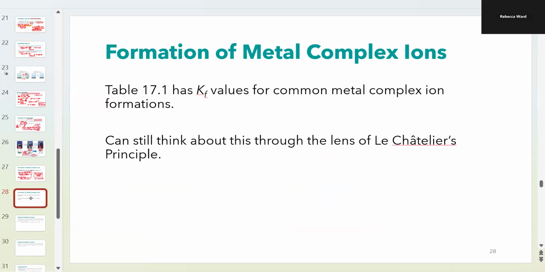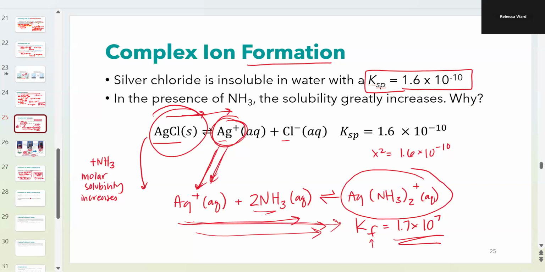Okay, so this again is just Le Chatelier's principle. If we go back to what I was doing before, we're taking out the product. So the system responds by making more product, which means dissolving more AgCl. The KSP isn't changing, but I am dissolving more, which means that the solubility of silver chloride is increasing.